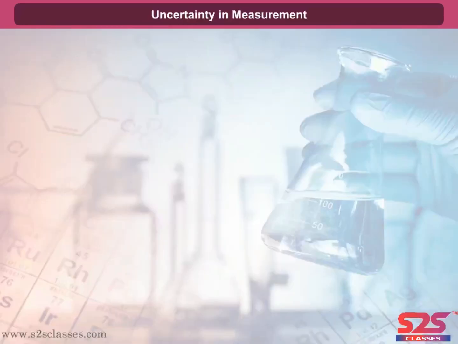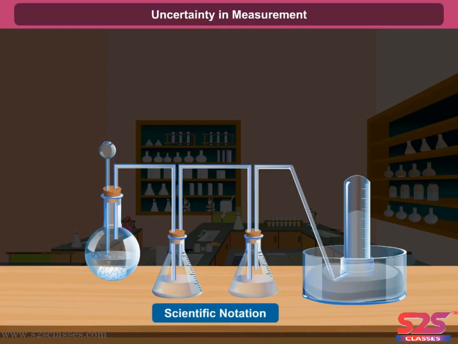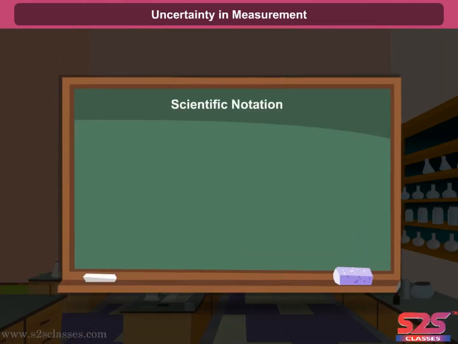Uncertainty in measurement. The measurements of quantities in chemistry are spread over a wide range. Hence, a convenient system of expressing the numbers in scientific notation is used. In scientific notation, any number can be represented in the form N times 10 raised to the power n, where n is an exponent having positive or negative values and N can vary between 1 to 10.